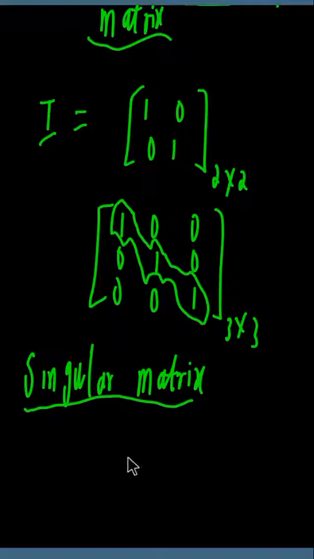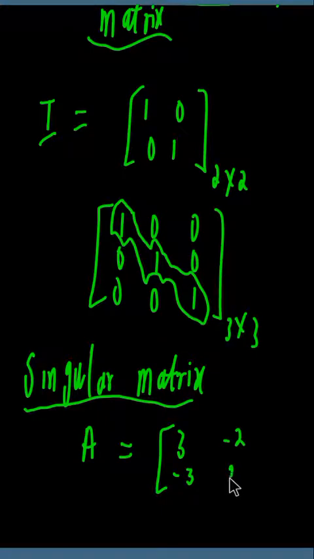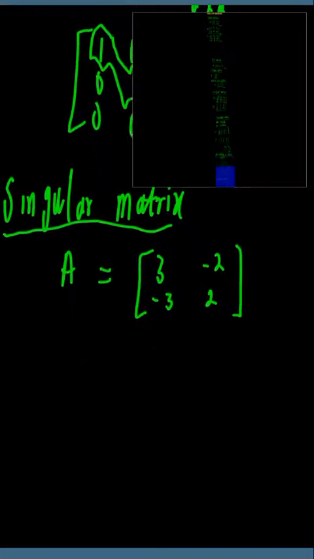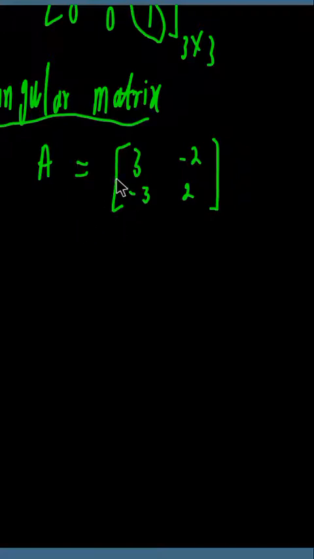Let's say, for example, matrix A is equals to 3, minus 2, minus 3, 2. This is an example of a singular matrix because its determinant is 0. So let's solve it and see what I'm talking about. Our 3 times our 2 here, we have 6, minus 2 times minus 3, we have plus 6, equals 6 minus 6 is 0. So this is an example of a singular matrix because its determinant is 0. It has no inverse.